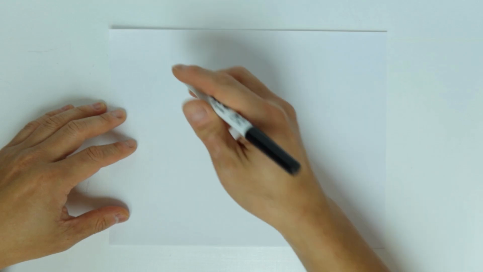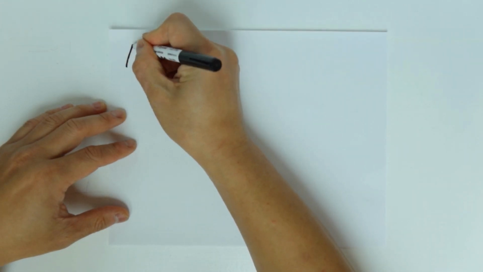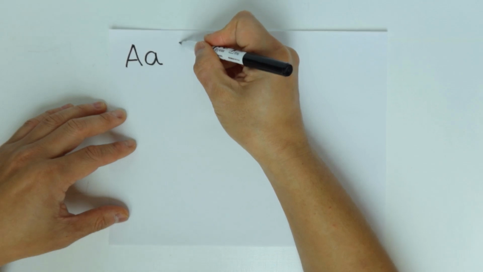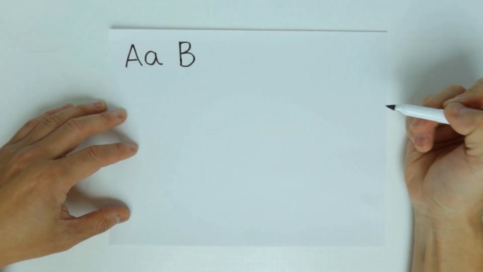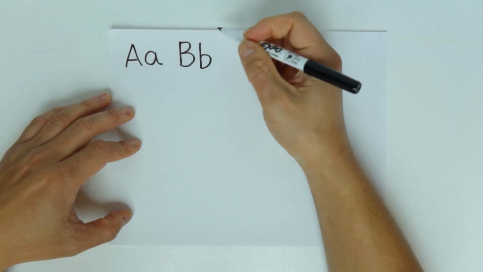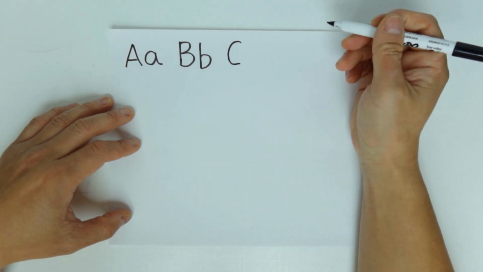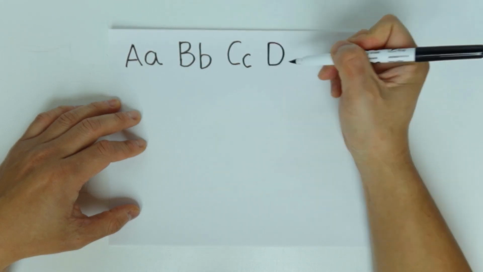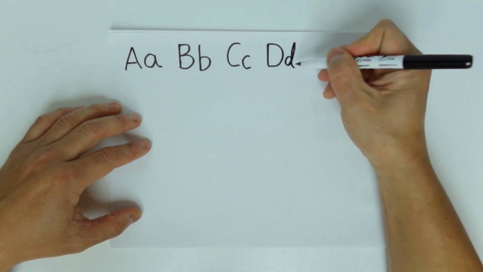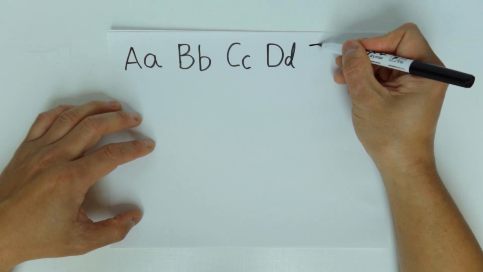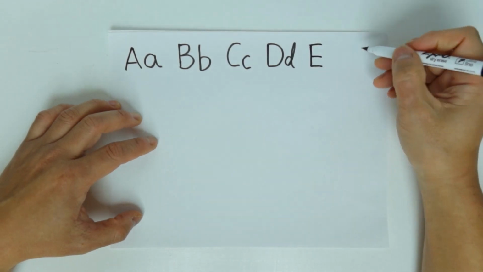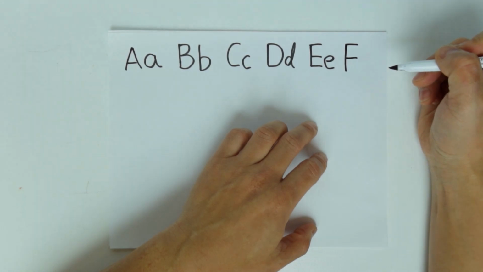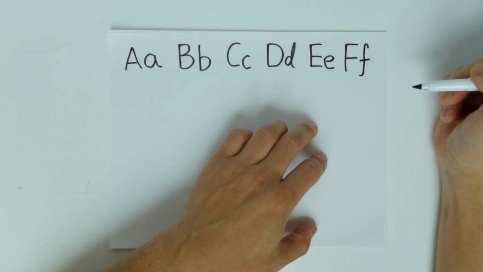Alphabet. Uppercase A, lowercase a. Uppercase B, lowercase b. Uppercase C, lowercase c. Uppercase D, lowercase d. Uppercase E, lowercase e. Uppercase F, lowercase f.